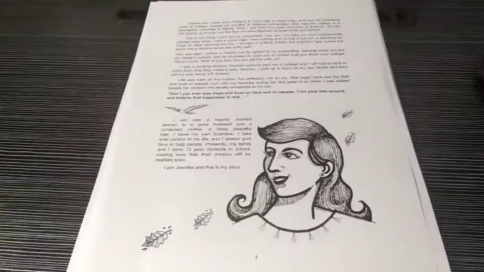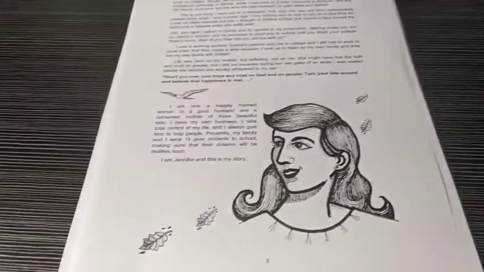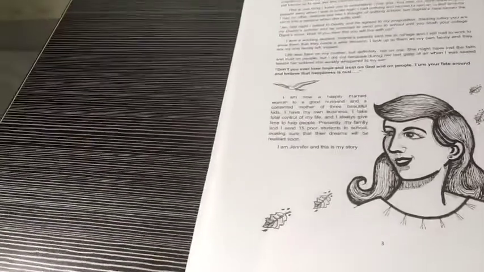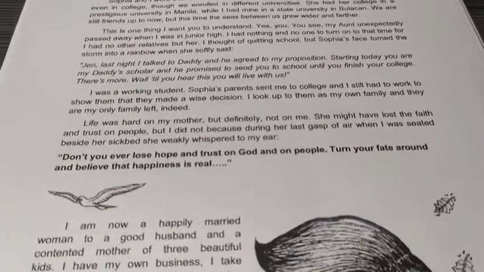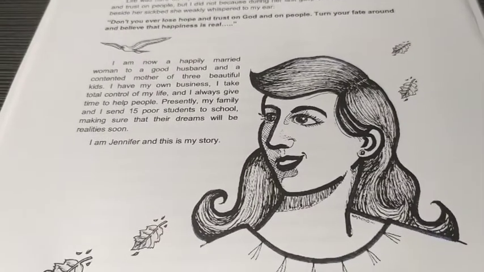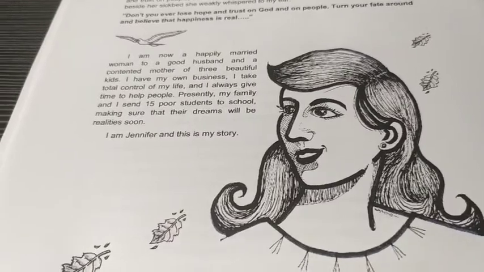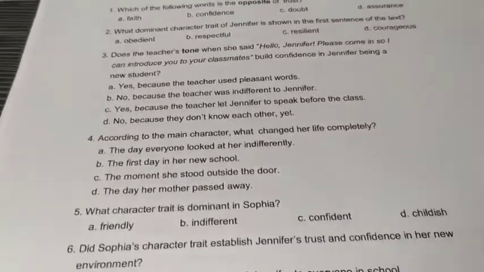As we can see in the illustration, there is a lady, and after reading those sentences and paragraphs, we will identify what it is all about and the message behind this text. And after reading that, we will also discover and answer this item.